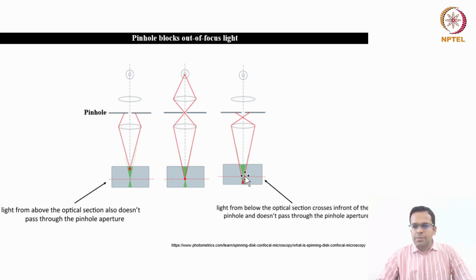If the object is below the focal plane like this, then the emitted light will stop here and cannot pass through the pinhole, and it cannot reach the detector. So only the light rays coming from the object at the focal plane can pass through the pinhole and reach the detector. So this is how the confocal microscope removes the out of focus fluorescence light.